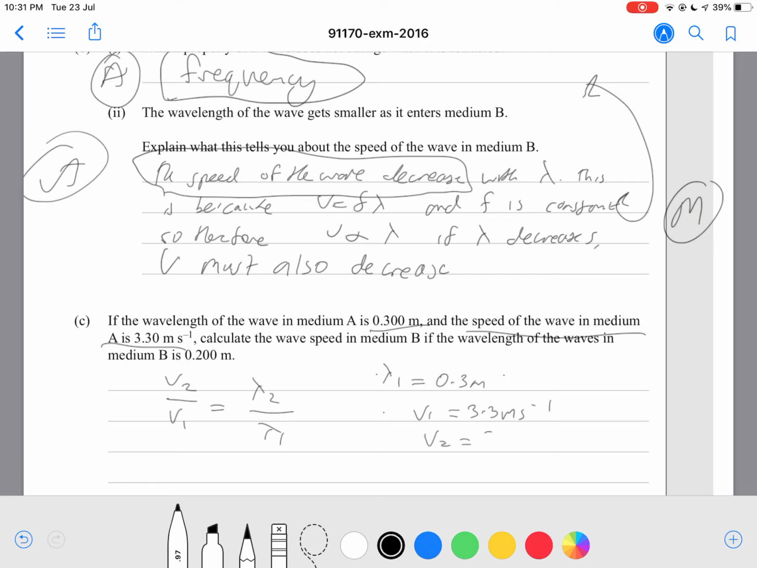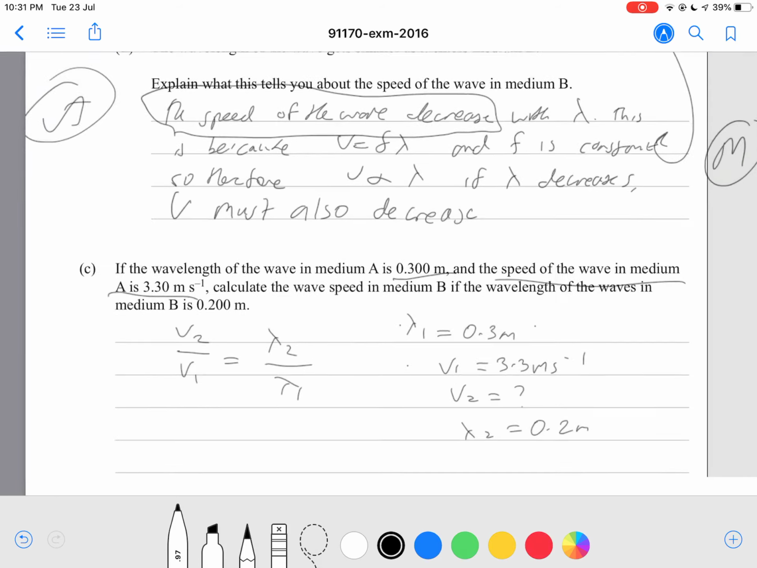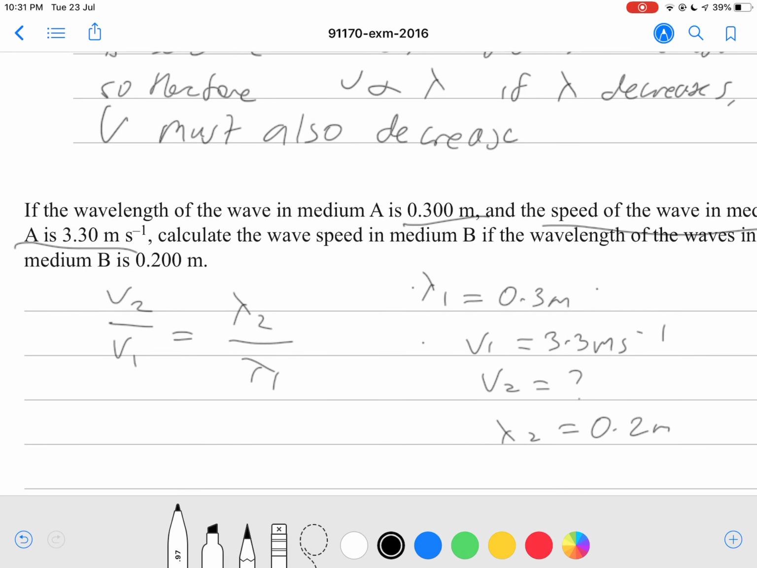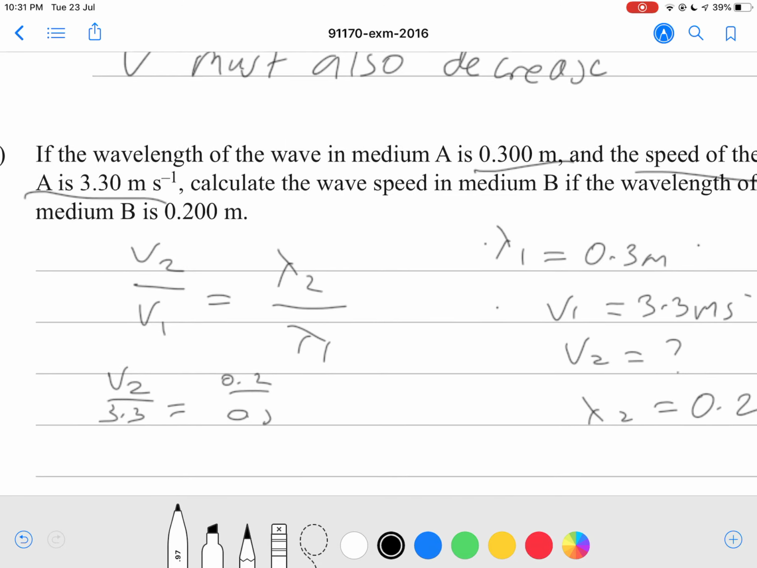So what's V2? If lambda 2 is 0.2 meters, all we have to do is plug our numbers in. Simple. So V2 we don't know, so we just put V2 over V1, which is 0.3. That's 3.3 over 3.3, and that's equal to 0.2 over 0.3. Therefore, cross multiply again. So 3.3 times 0.2 equals 0.3 V2.